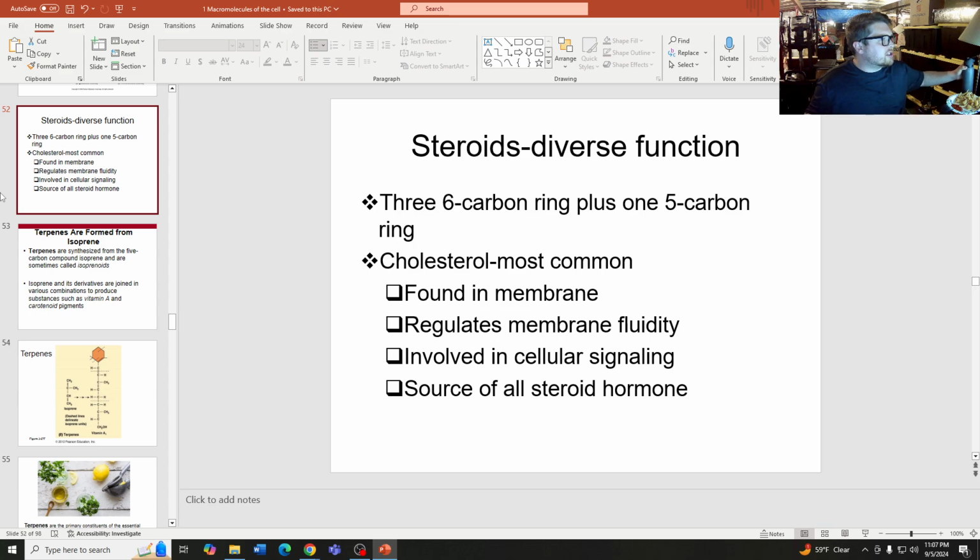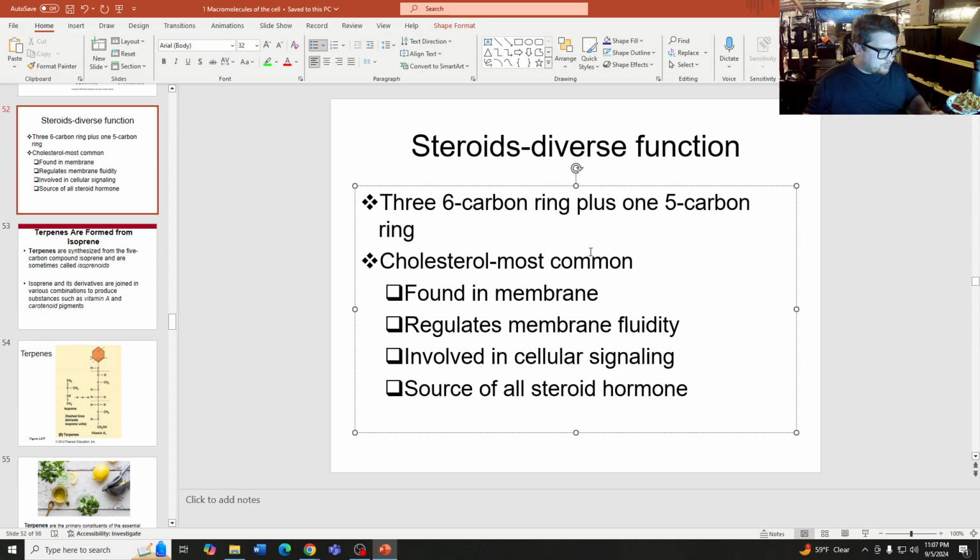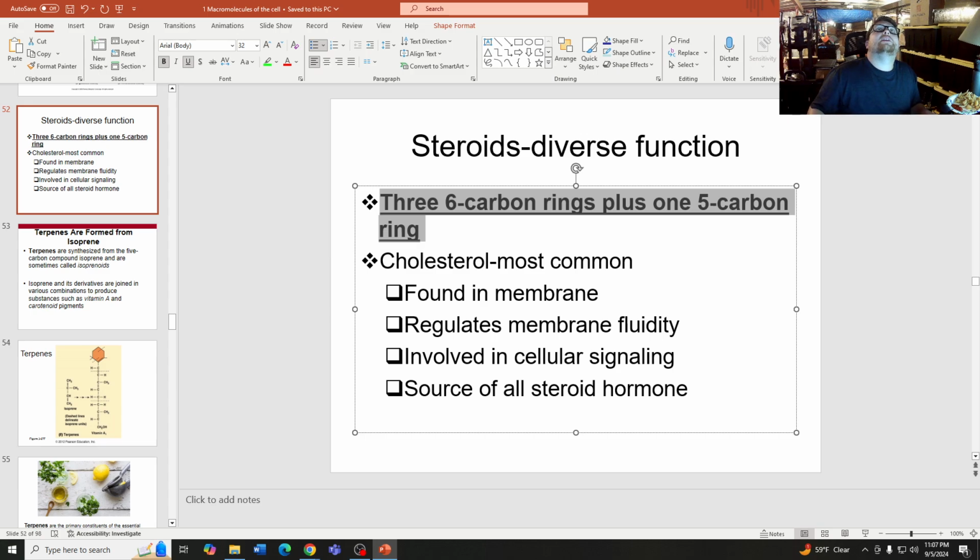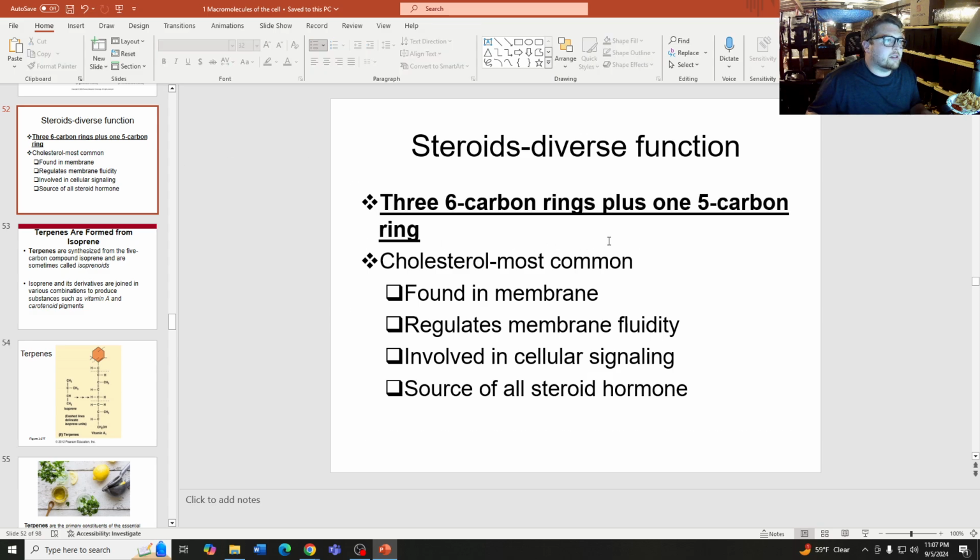The diverse function of steroids. We have 3 six-carbon rings plus 1 five-carbon ring. They like this question because it's super easy to throw it in there to see if you read through everything. Cholesterol, this being the most common.